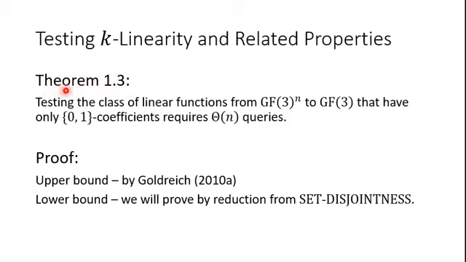So now we'll move to Theorem 1.3. This states that testing the class of linear functions from F3^n to F3 that have only 0, 1 coefficients requires theta of n queries. Now the proof, the upper bound is known from the literature by Goldreich, and the lower bound we will now prove by a reduction from set disjointness.